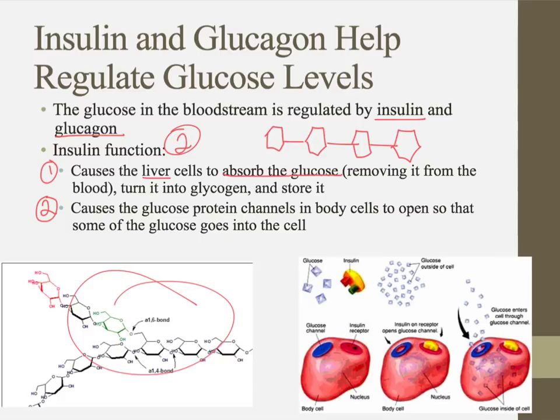That then tells the glucose protein channel to open. Once the glucose protein channel is open, glucose from the bloodstream can go into the cell. But again, that protein channel doesn't open until insulin binds with the receptor.